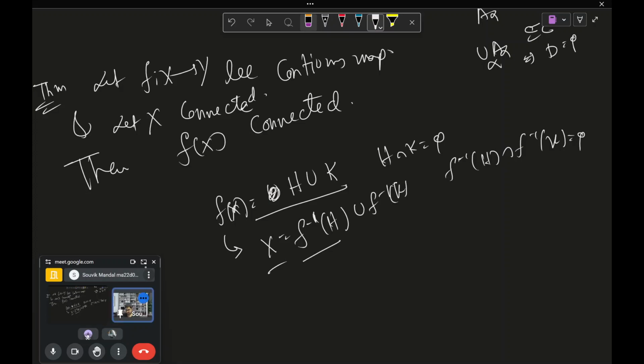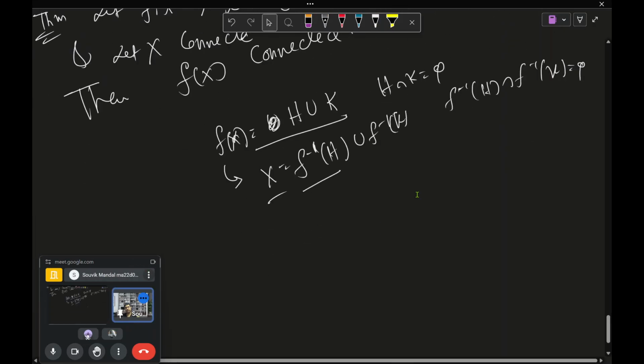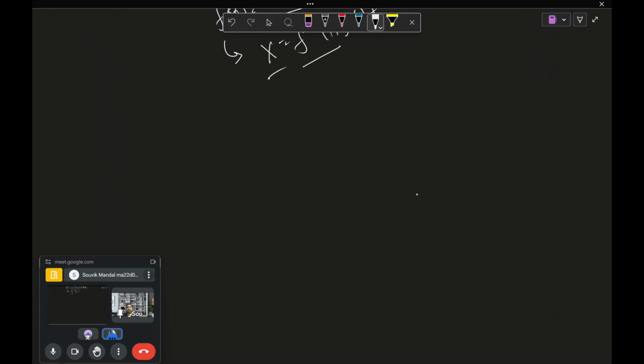Correct. So yeah, that's good. So okay. So now there is another theorem, which is the following.